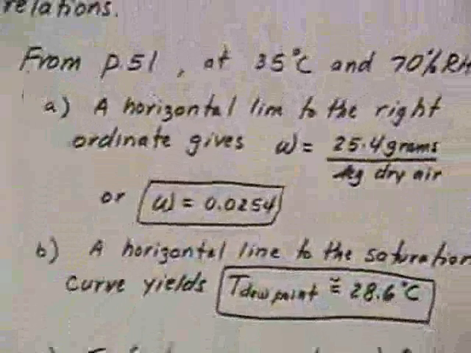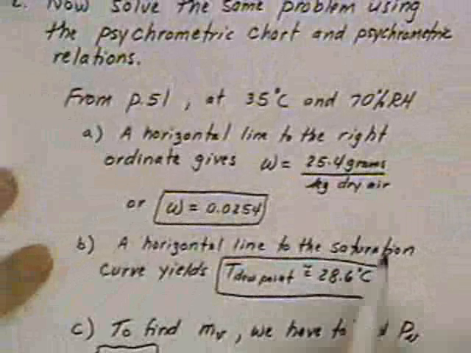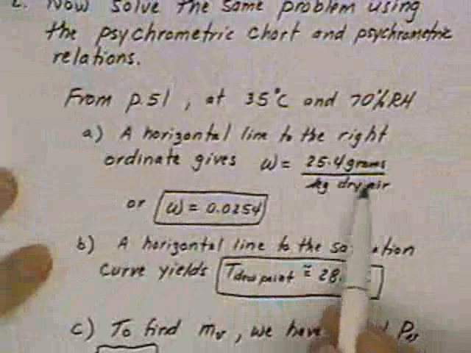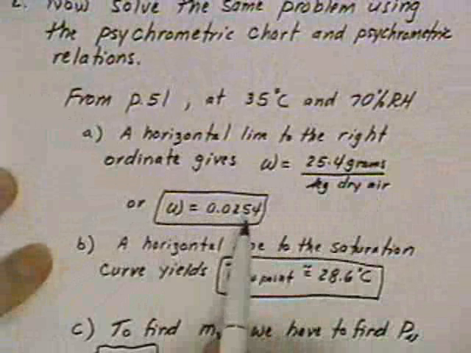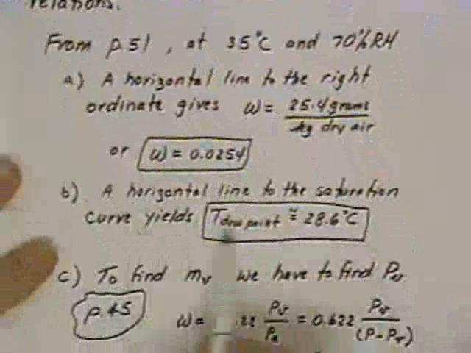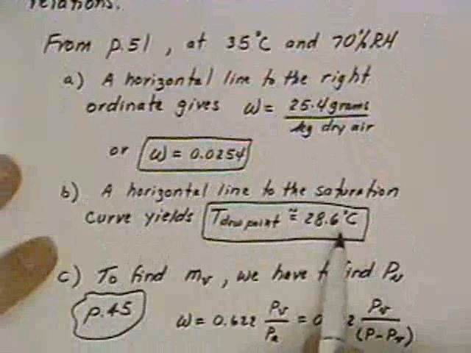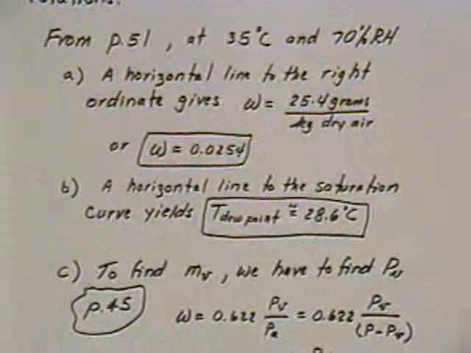And so let me put my notes back on here, and we'll end up hopefully with the same numbers that we just picked off the psychrometric chart, and that is omega is 25.4 grams of moisture per kilogram of dry air, which gives us omega of about 0.0254, which is very close to what we got last time. And then a horizontal line over to the saturation curve yields a dew point of 28.6 degrees centigrade. And so A and B come out real easy on the psych chart. It's a matter of a few seconds looking those things up.